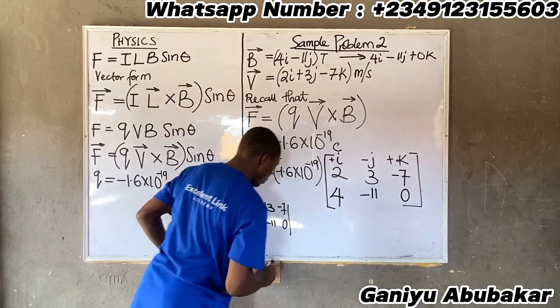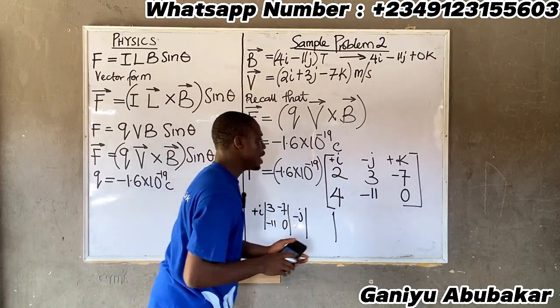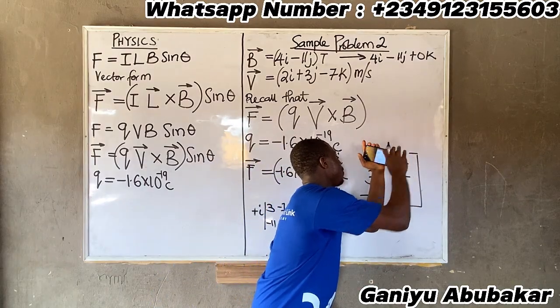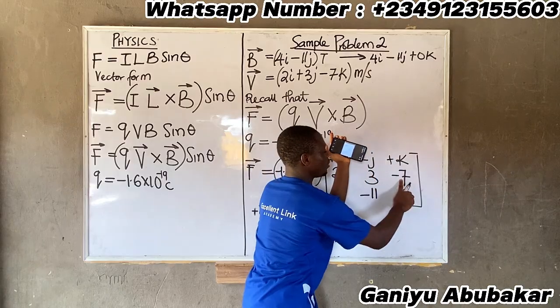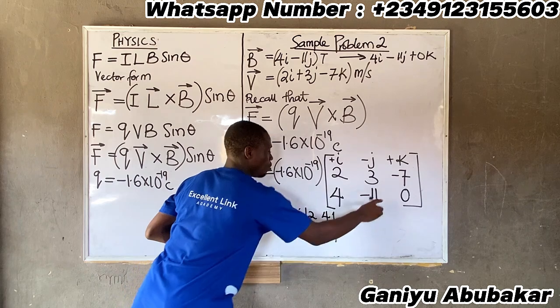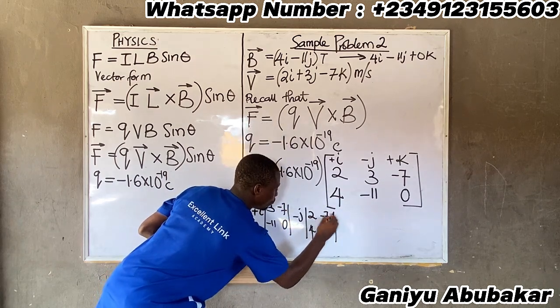Moving to minus j. It's simple, if I take minus j, I cover this row and this column here, and I'll have 2, 4, minus 7 and 0. That's 2, 4, minus 7 and 0. That's for j.